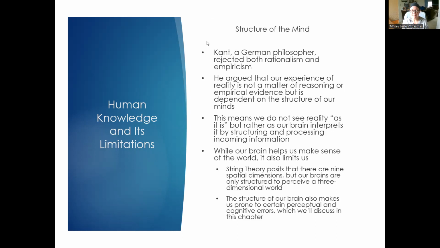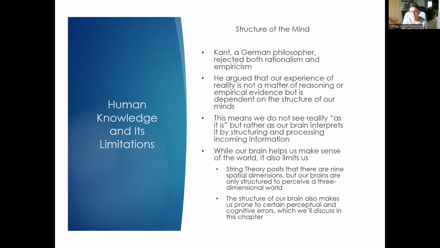But then this German guy, Kant, comes along and he's like, I think you're both kind of wrong. Really, it's not reasoning or empirical evidence, but the structure of our minds that determines reality. Because we do not see reality as it is, but rather as our brain interprets it by structuring and processing incoming information. We do not have the ability to directly record what we experience. Our brain is constantly processing it and interpreting it. So if we can each interpret things differently, then there is no set reality. Or at the very least, we cannot rely on our senses and reasoning to tell us what that reality is. Because it's all perception. We create our own reality.